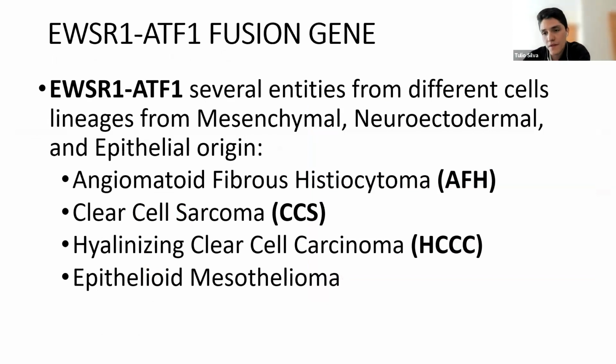Even though unspecific, as the EWS-ATF1 fusion gene can be found in several entities from different cell lineages of mesenchymal, neuroectodermal, and epithelial origin, such as angiomatoid fibrous histiocytoma, clear cell sarcoma, or even hyalinizing clear cell carcinoma. This fusion gene is present in epithelioid mesotheliomas, and if you can recall, that option was in our differential, so it was good to know that.